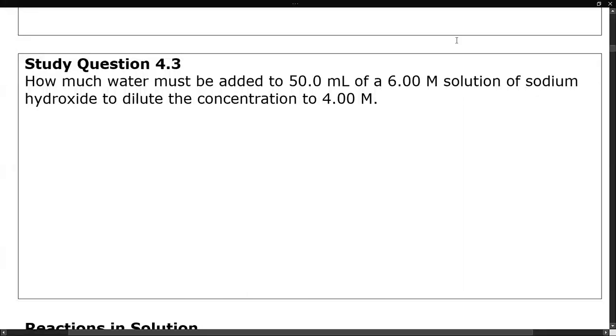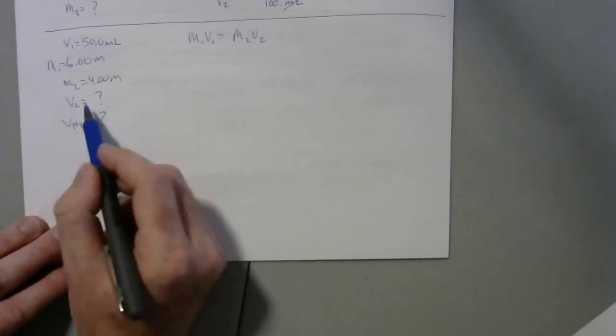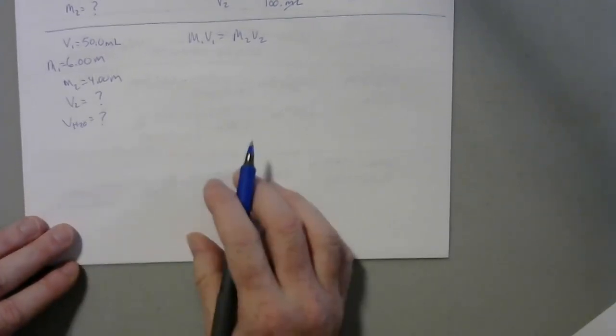In this next problem, we want to know how much water must be added to 50 milliliters of a 6 molar solution of sodium hydroxide to dilute that concentration to 4 molar. Now, here, I've given you the initial amount, but I ask you for how much water. So what you calculate from the equation is the total volume of the solution. So we'll have to subtract the initial amount to find out how much water we actually had to add. So that's the wrinkle for that particular problem. Okay, so in this problem, remember, we're trying to find the water added, not the final volume, even though we're going to calculate it to get there.